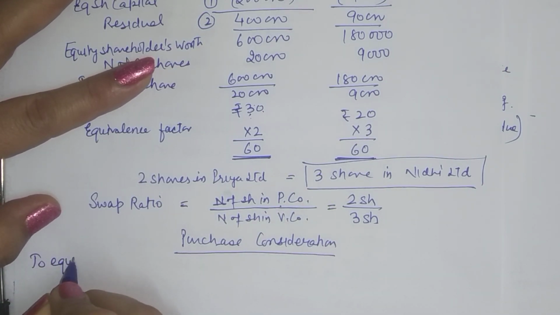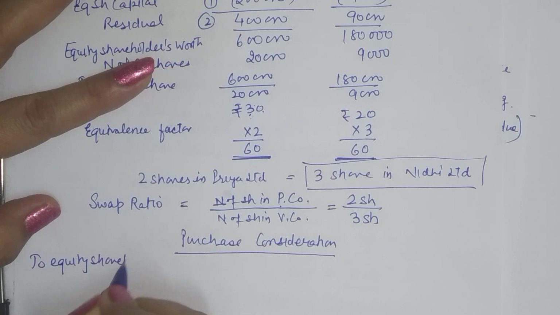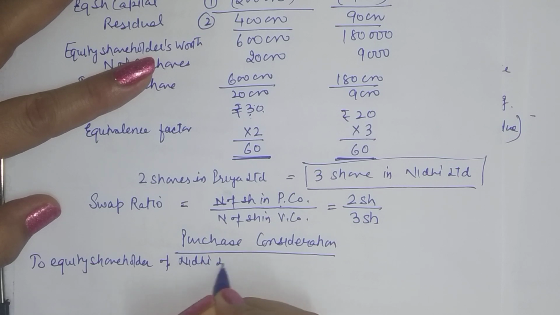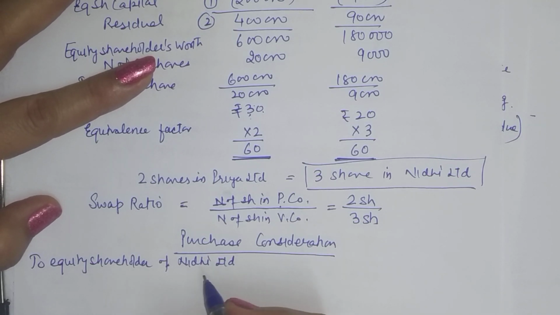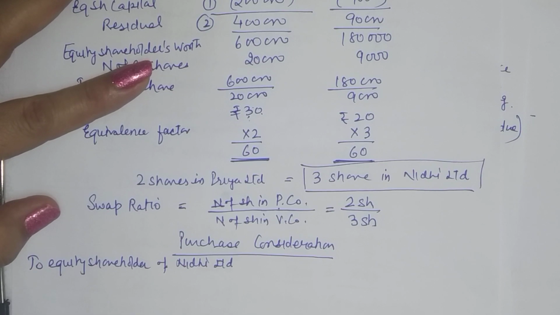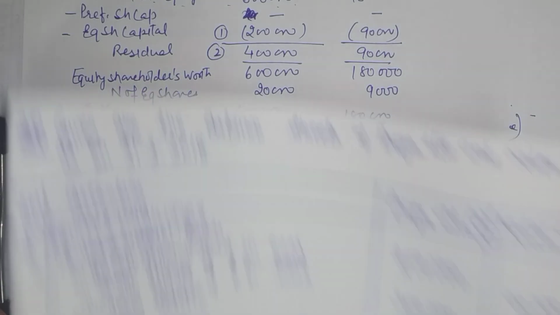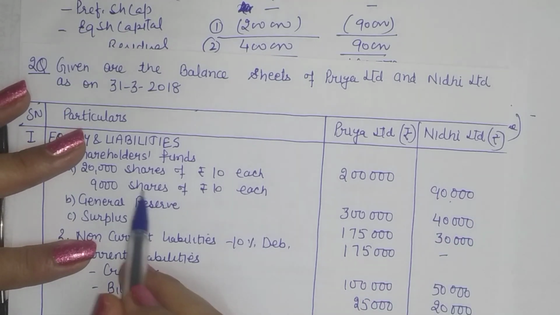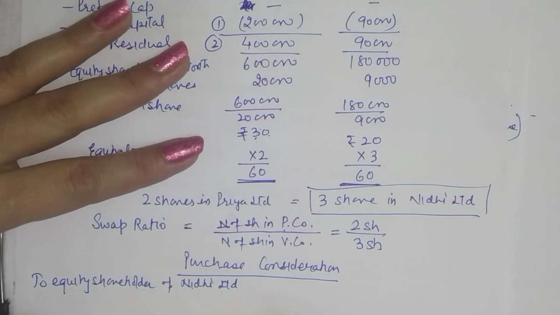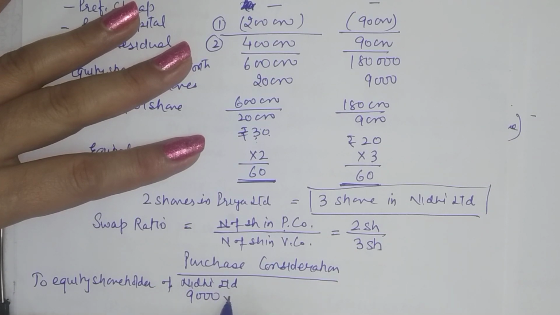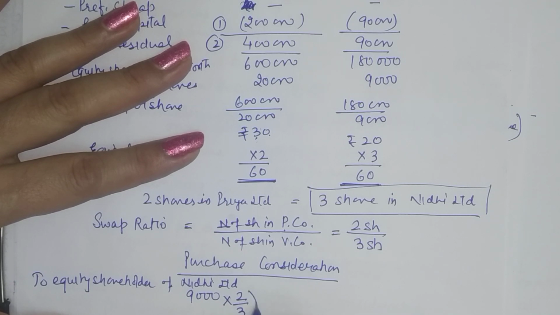to equity shareholders of Nidhi Limited, because Nidhi Limited is going to be dissolved, it is to be wound up. So how many shares will they be getting? Presently Nidhi Limited is having 9,000 shares. Right. So they were having presently 9,000 shares. As per swap, they will be getting 2 shares for every 3 held. Okay. So these many shares at what price?